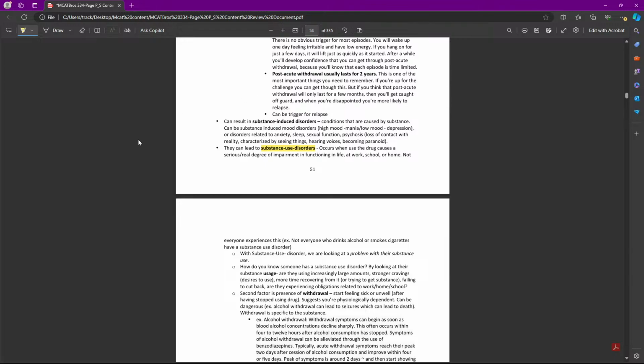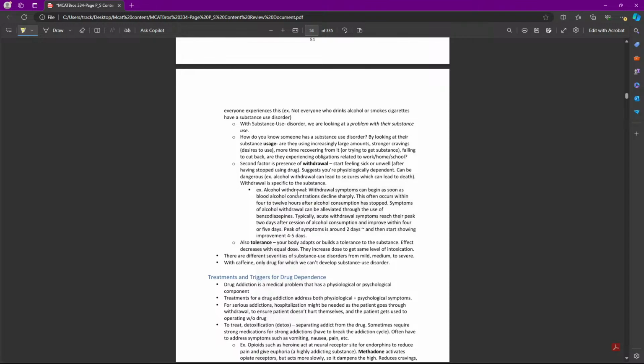Not everyone experiences this. Substance use disorder, we're looking at a problem with their substance use. How do we know if someone has a disorder? Looking at their substance usage. Are they using increasingly large amounts, having stronger cravings, spending more time recovering from it? Failing to cut back, experiencing problems with obligations related to work.